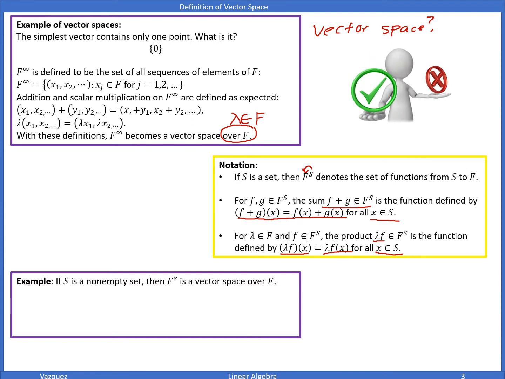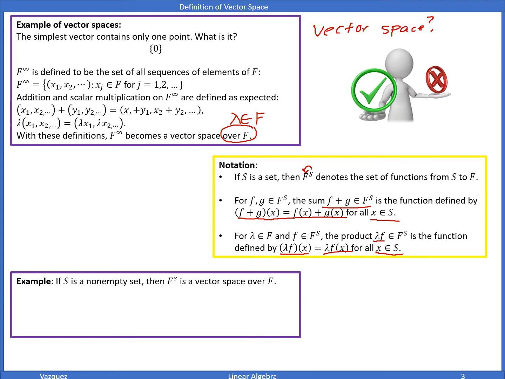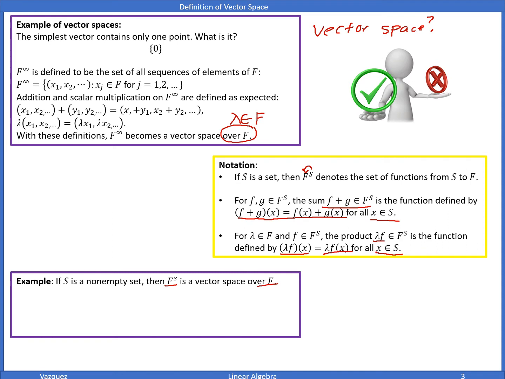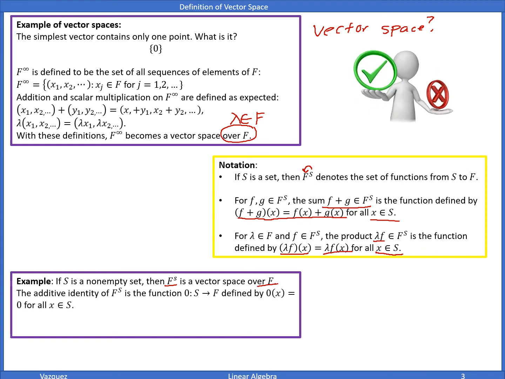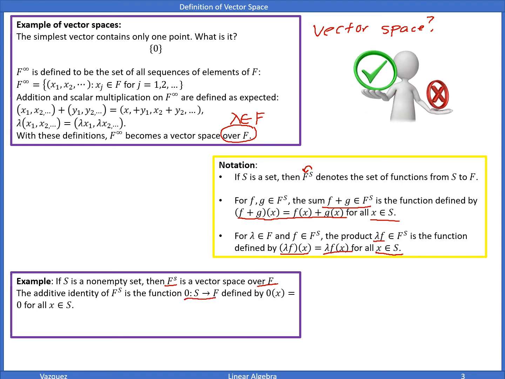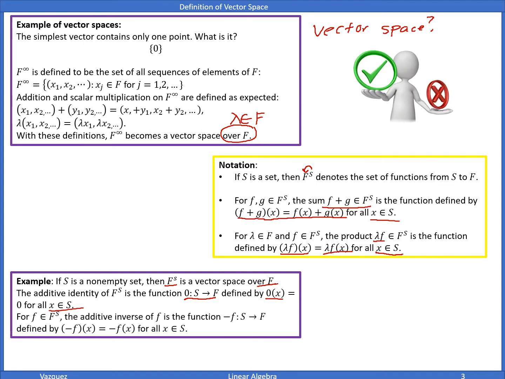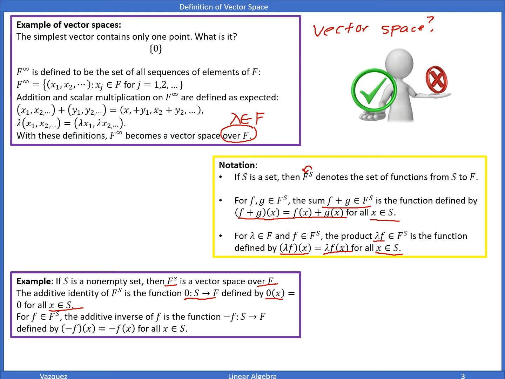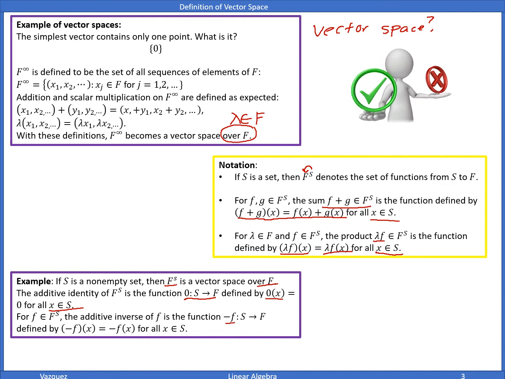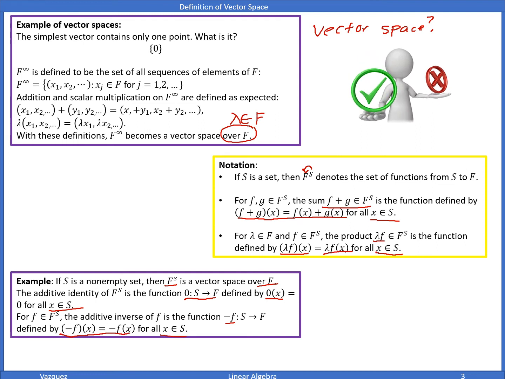Okay, now, if S is a non-empty set, then F^S is a vector space over F. Again, it's something we can verify, but I can tell you that the additive identity is the zero function defined by 0(x) = 0 for all x in S. And the additive inverse for a function f in F^S is just negative f, defined as follows, for all x in S.